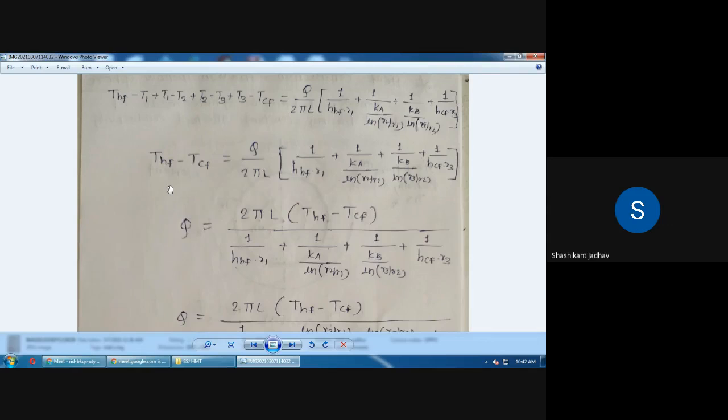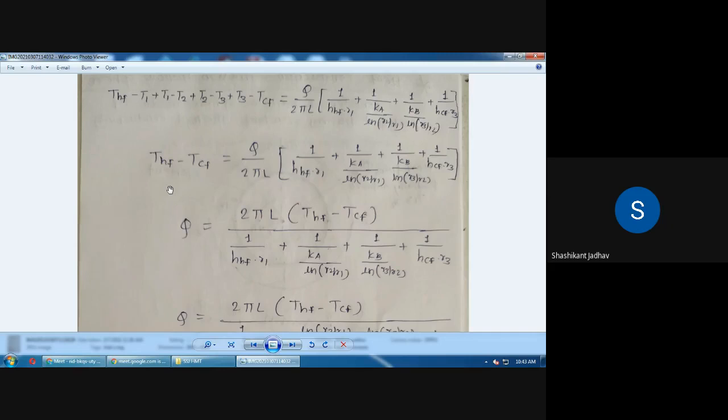So from the left hand side, minus T1 plus T1 will be cancelled, minus T2 plus T2 will be cancelled, minus T3 plus T3 will be cancelled. So what is the remaining term at the left hand side? That is THF minus TCF. THF minus TCF is equal to what?